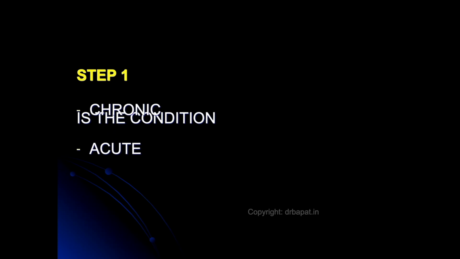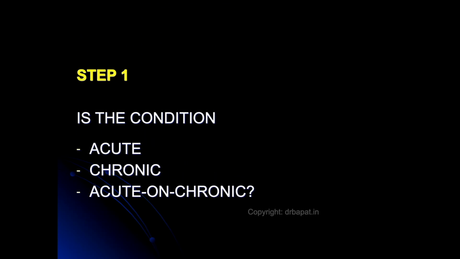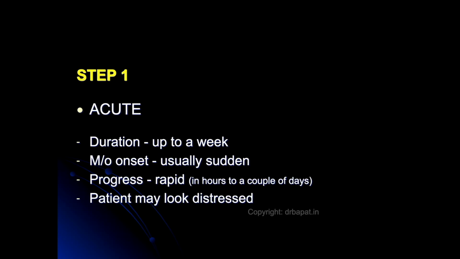First and foremost, decide if the condition is acute, chronic, or acute on chronic. Acute means duration of the problem is up to a week. Mode of onset usually sudden. Progress usually rapid, that is in hours to a couple of days, and the patient may look distressed.